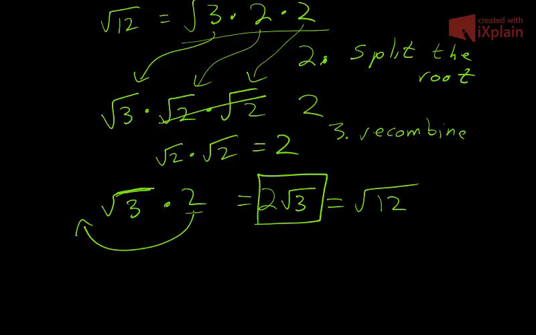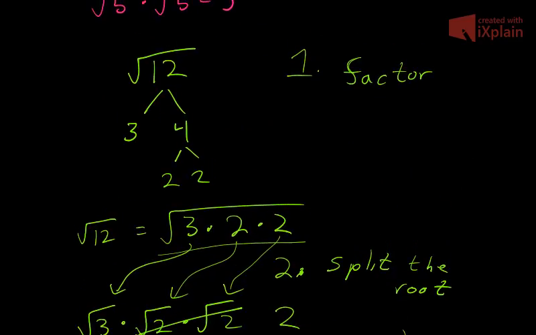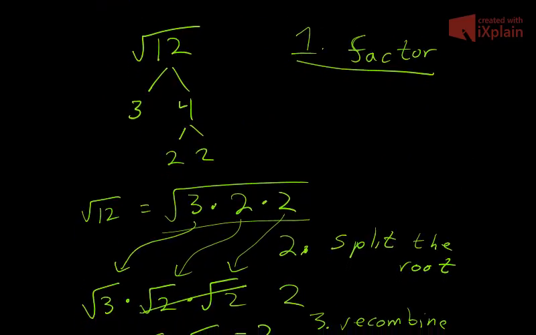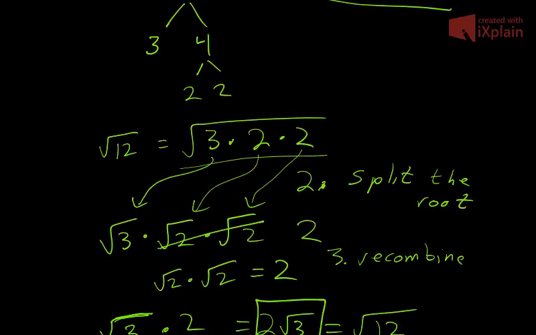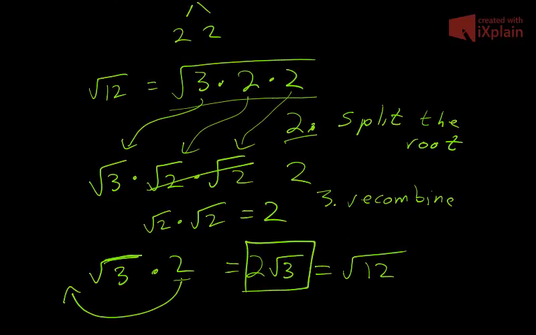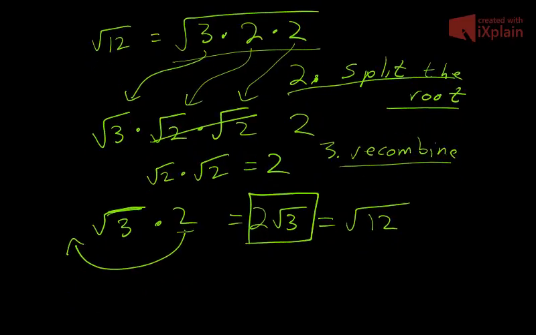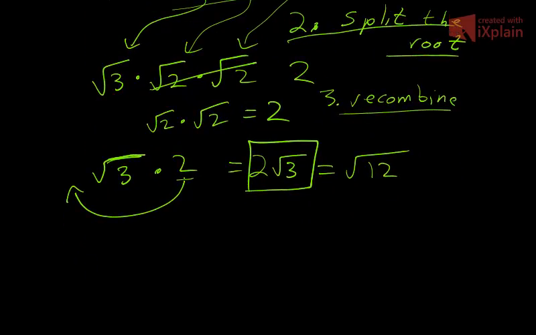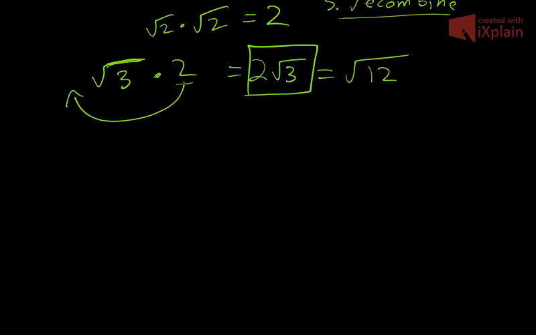And one more time, my 3 steps, just to make sure we see them: the first was to factor. So I got a factor tree out, and I broke my number up, after which I split my root. So I gave all the numbers that I factored their own little square root symbol, their radical, and then I recombined it. And when I recombined it, I was able to simplify it into this simpler form right here, the 2 root 3.